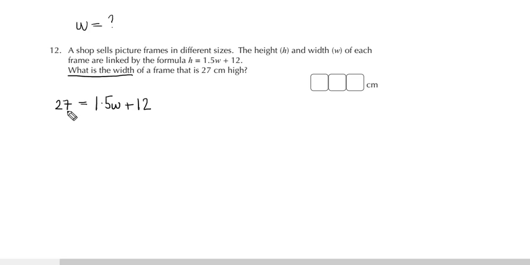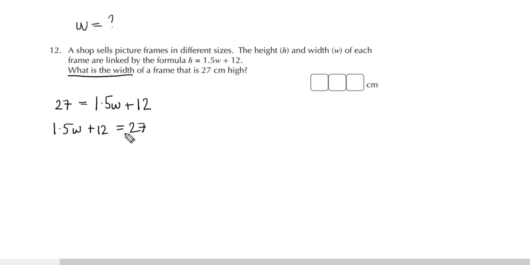Now you can do it this way around. I'm going to rewrite it because I know a lot of people will feel more comfortable with it rewritten just the other way round. It doesn't make any difference. This value is the same as this value. So I'm going to write 1.5 w plus 12 equals 27. It means exactly the same thing, but I just prefer to look at it this way, and I know a lot of the children do as well.